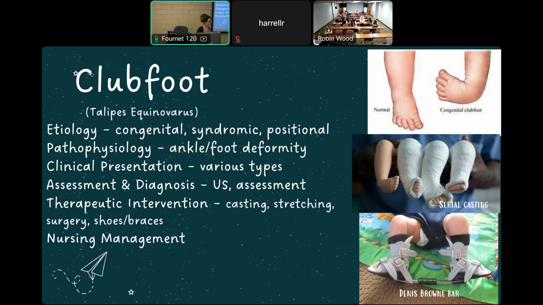Presentation, there's also different types of this. I have a picture on the next slide. You do not have to memorize them by any means. Assessment is something sometimes we can see in severe cases on ultrasound prenatally, so we can be prepared.